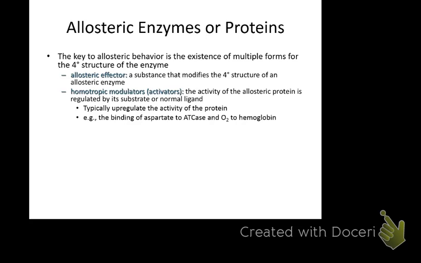Another example, I don't know if it's in the most recent edition of your book, is ATCase, which is aspartate transcarbamoylase. So aspartate to ATCase, or oxygen to hemoglobin. Heterotropic can be either activators or inhibitors, but that's when it's some other non-substrate or non-normal ligand that can fine-tune it, either upregulate it or downregulate it.